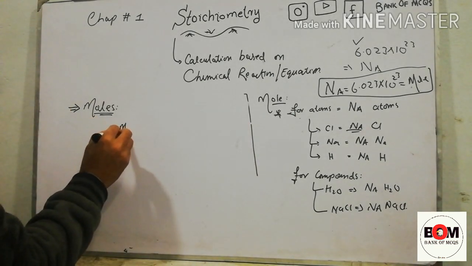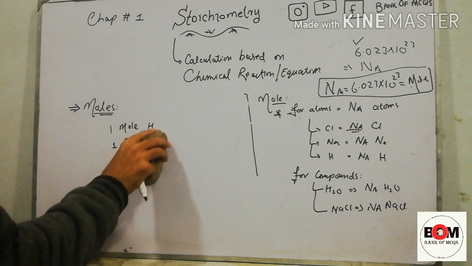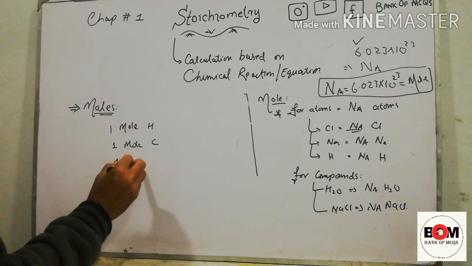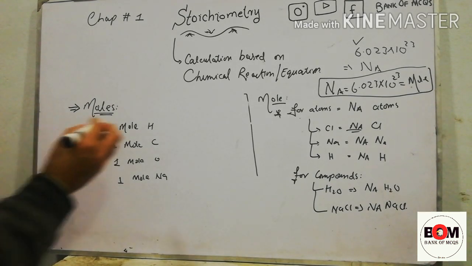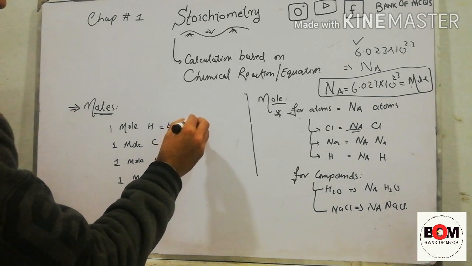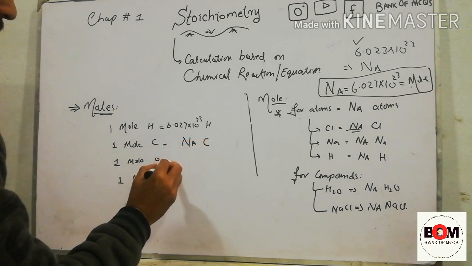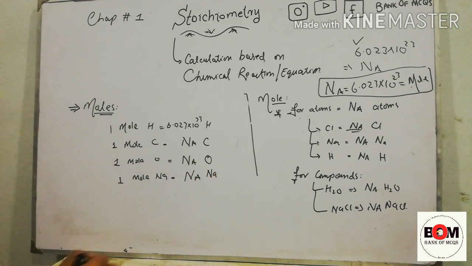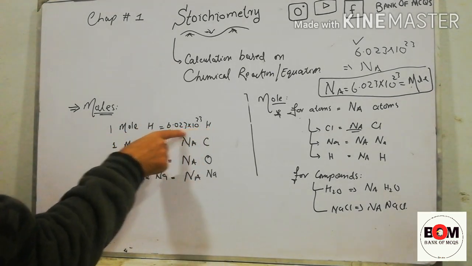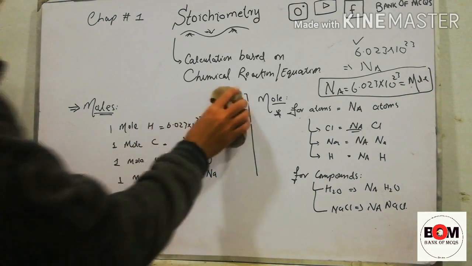So 1 mole of hydrogen, 1 mole of nitrogen, 1 mole of carbon, 1 mole of oxygen, or 1 mole of Na. In 1 mole of hydrogen we have 6.023 multiplied by 10 raised to the power 23 atoms of hydrogen. In the same way, 1 mole of carbon means Na number of carbon atoms, 1 mole of oxygen means Na number of oxygen atoms, and 1 mole of sodium means Na number of sodium atoms. But if you want the relation between mole and mass, 1 mole of hydrogen must weigh something and 1 mole of carbon weighs something else. So the weights of 1 mole of hydrogen, carbon, oxygen and sodium are different from each other.